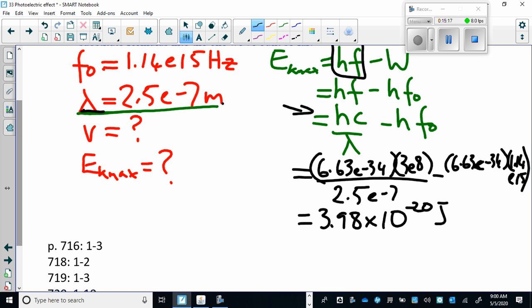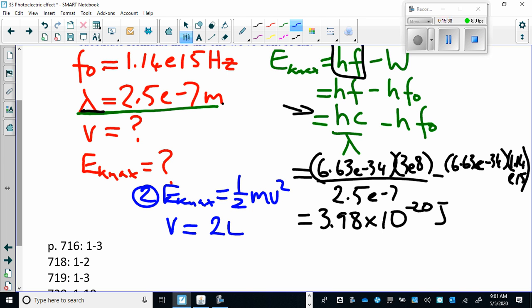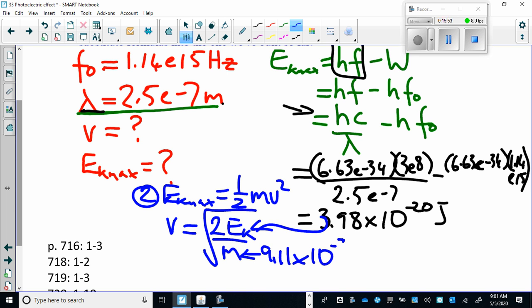So that's one of the electrons that would be right at the surface. It would have the maximum amount of speed. And then we can go to EK max equals 1/2 mv squared, and solve for v. v equals the square root of 2 EK over m. Plug that in for your EK, and for your mass, we're talking about electrons, so your mass is going to be 9.11 times 10 to the negative 31. And eventually you will get an answer.